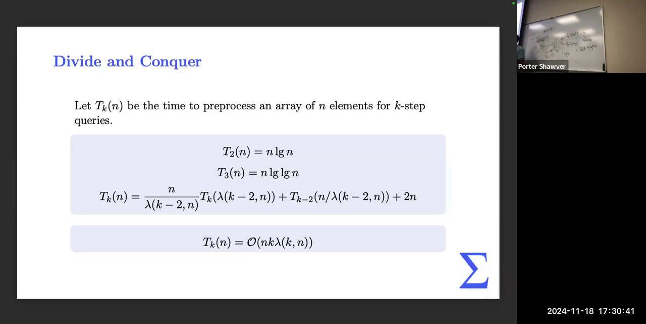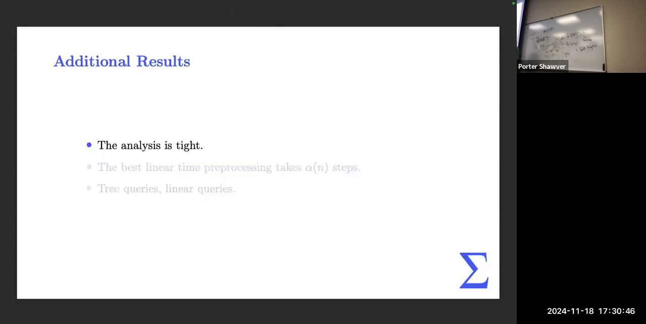Is this a lower bound? It's tight somehow, with an asterisk.